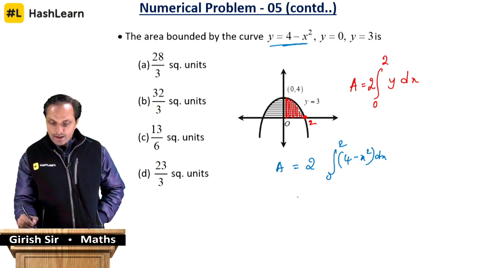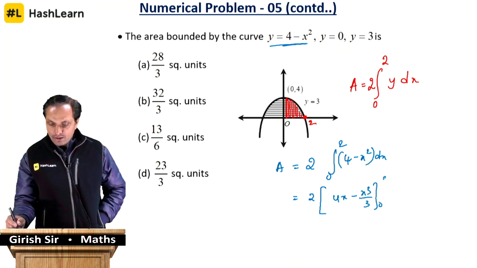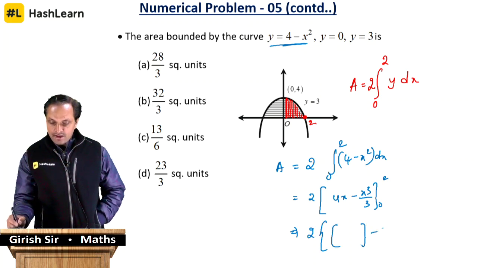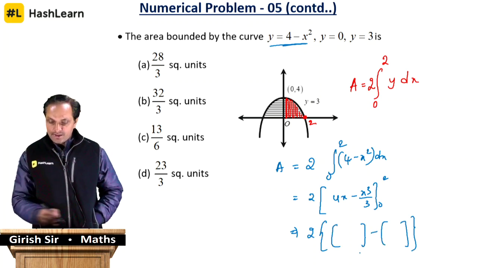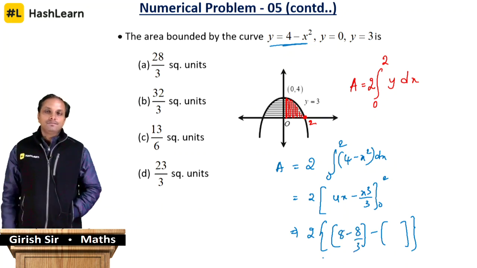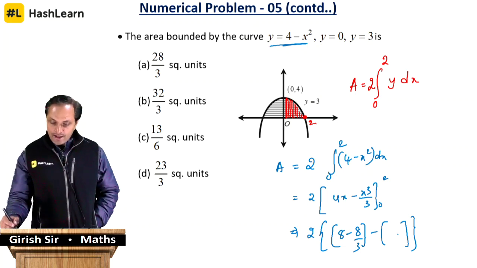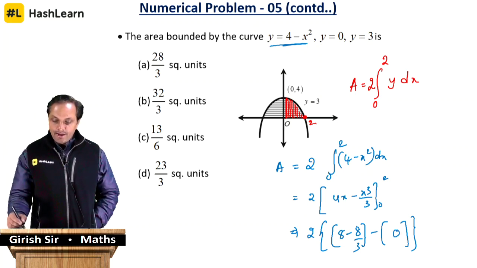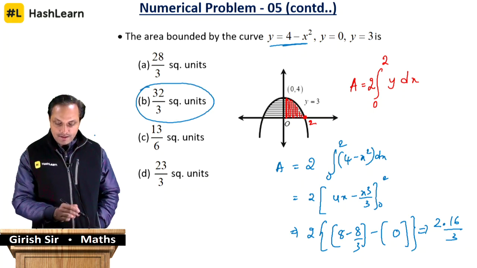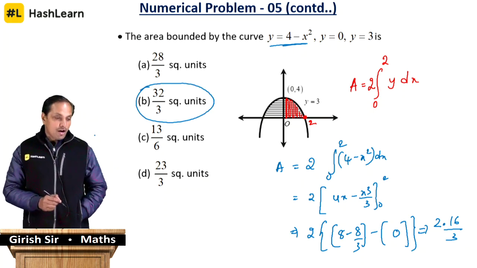Integration of 4 minus x square is 4x minus x cube by 3. Substitute the upper limit and lower limit. 4 into 2 is 8 minus 8 by 3, and the lower limit gives 0. So 8 3s are 24 minus 8 is 16 by 3, times 2 is 32 divided by 3, which is in option B.